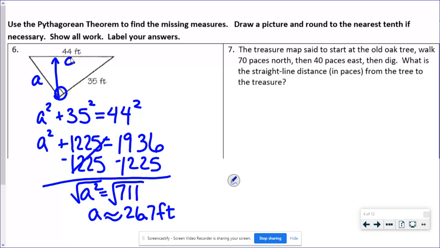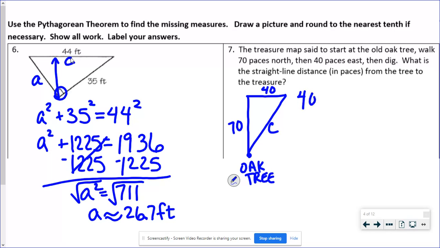For number 7, treasure map said to start at the old oak tree, walk 70 paces north and then 40 paces east. I've mentioned before, when we're using cardinal directions like this, we can assure that we're going to have right angles. So if we're going to start right here at the old oak tree, and we're going to go 70 paces north and then 40 paces east. I want to know the straight line distance from where I started. That just means find the hypotenuse, find the shortest way back to the oak tree. So I'm looking for my C.